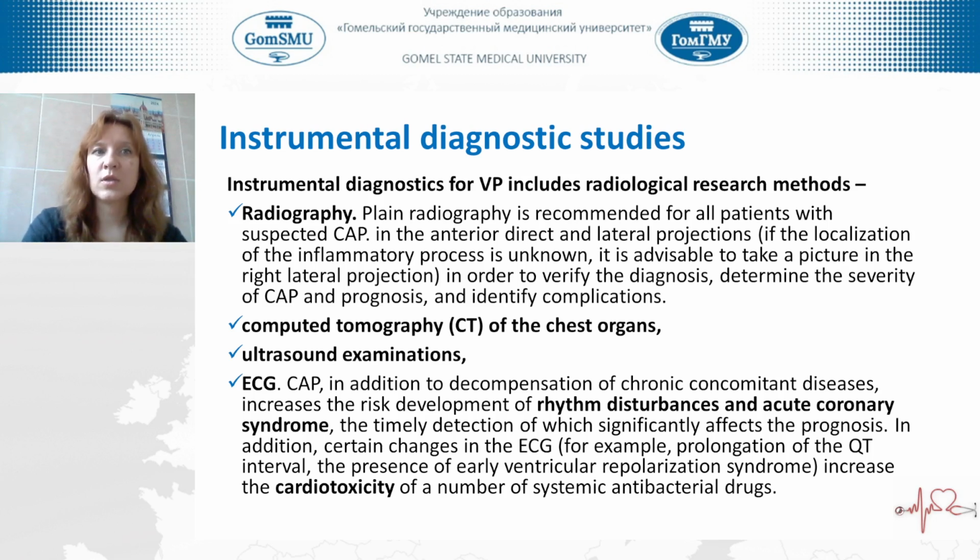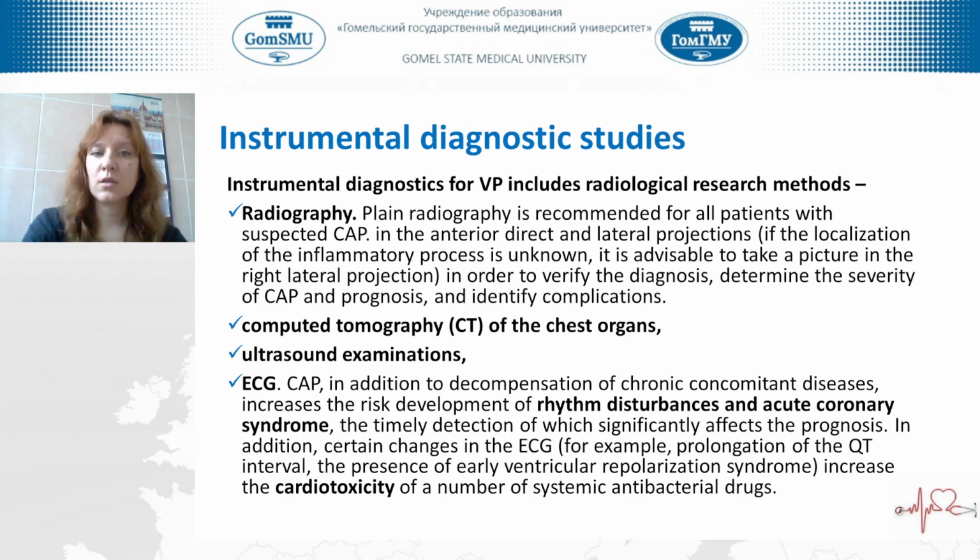Instrumental diagnosis studies for pneumonia include radiological search methods. Radiography. Plain radiography is recommended for all patients with suspected CIP. In the anterior direct and lateral projections, if the localization of the inflammatory process is unknown, it is advisable to take a picture in the right lateral projection in order to verify the diagnosis, determine the severity of CIP and prognosis, and identify complications. CT of the chest organs, ultrasound examination, ECG.